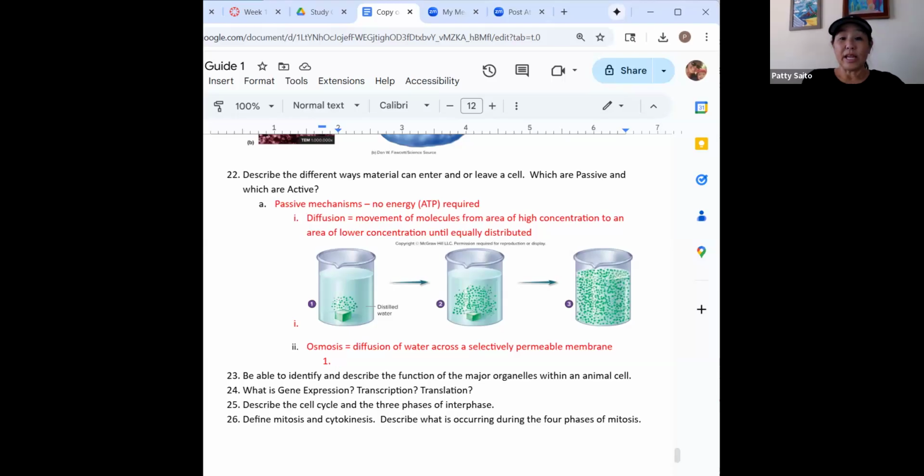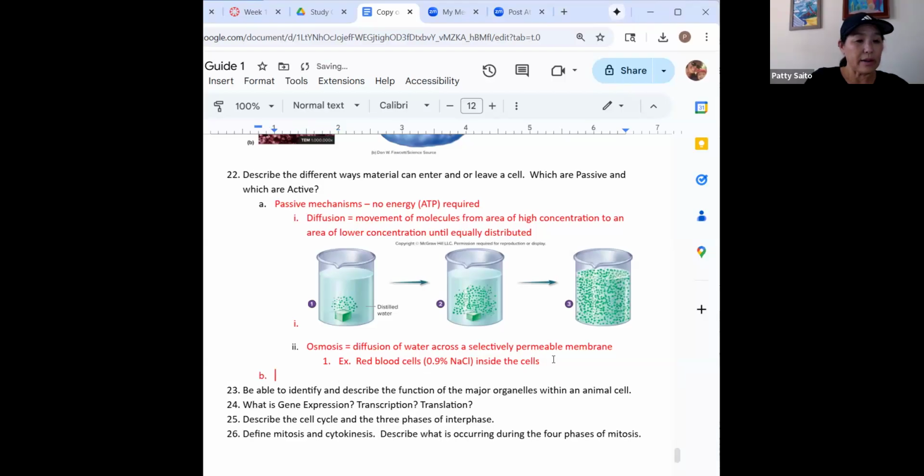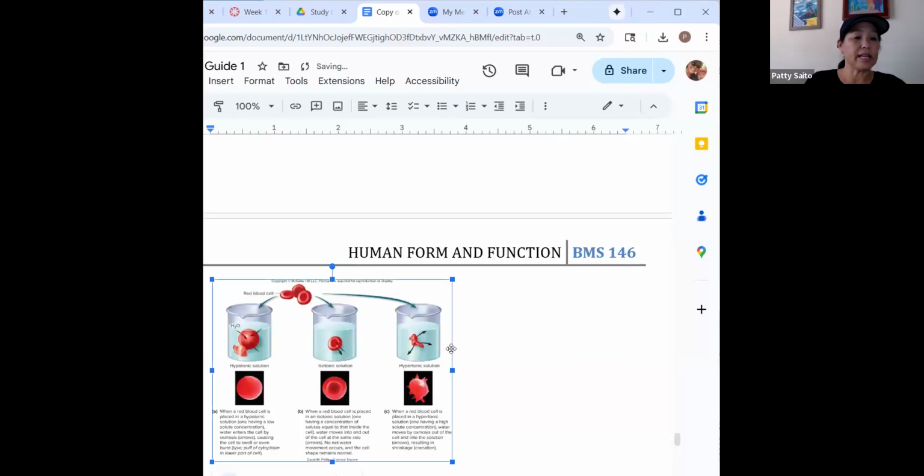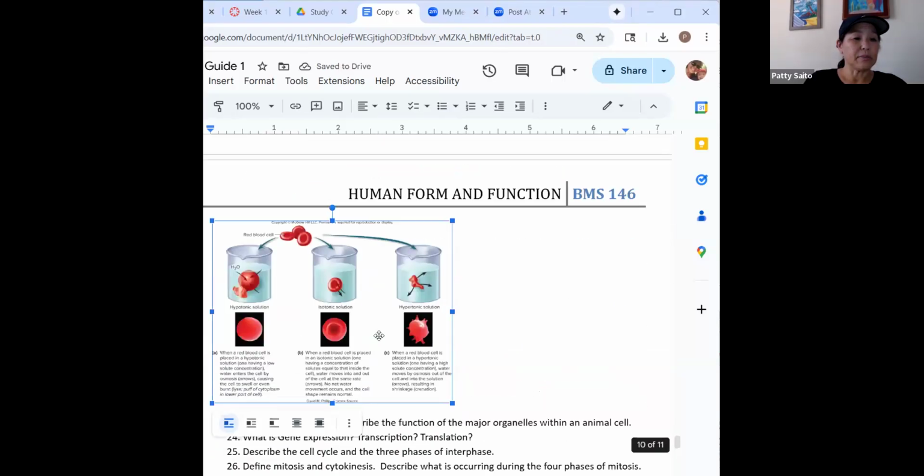In a red blood cell, maybe I'll show a picture first. We're going to look at the example of a red blood cell, and then I'm going to describe what this looks like. All right, here it is. I'm going to make it a little bigger.